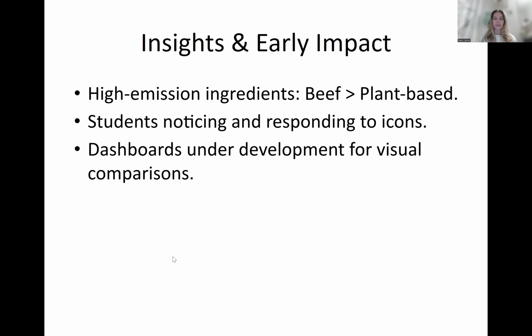So, insights and early impact. We had very high emission ingredients, so beef was higher than plant-based options. Students were noticing and responding to these icons. Like I said, a lot of them that did notice it kind of stopped and really thought about what they were putting into their bodies. And these dashboards are still under development for visual comparisons.